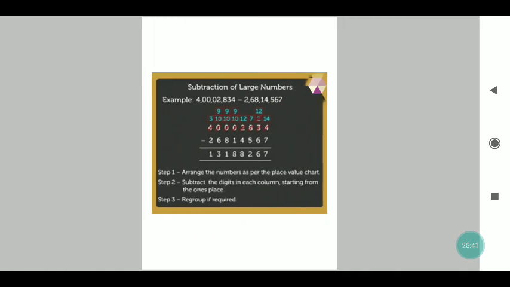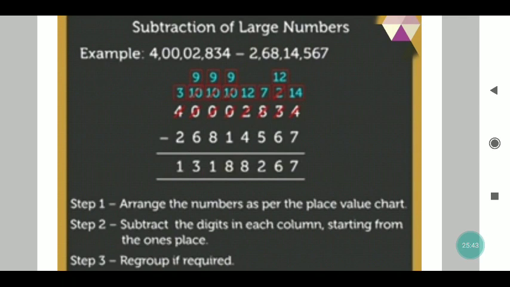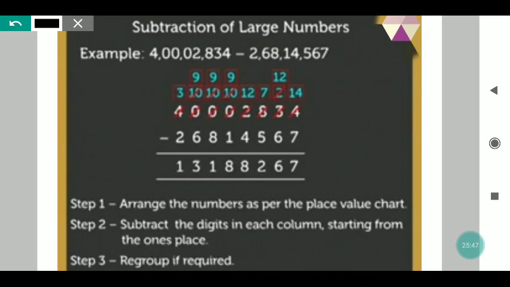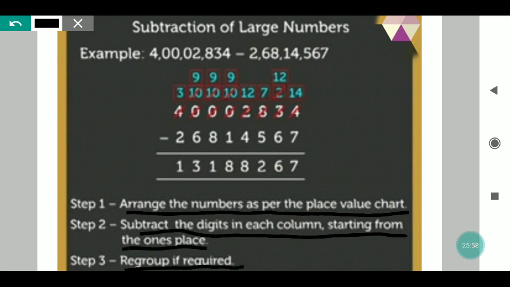Okay, next is subtraction. Same process, the same kind of instruction is given. What is given? Arrange the numbers as per the place value chart. Subtract the digits in each of the columns starting from the ones place. Same. Regroup if required. Here regroup means we have to take borrowing.